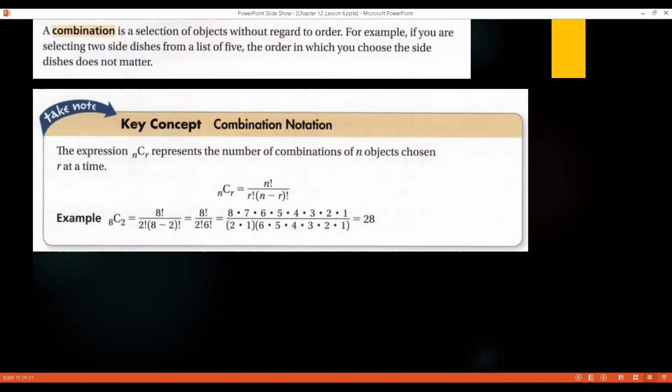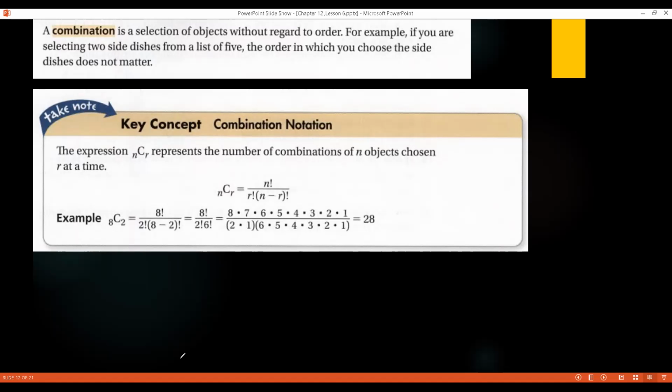Like you have to use 2 side dishes from a list of 5 without order. The order of the dishes doesn't matter. So if the order doesn't matter, or if there's no order, or if there's no specific job, you have to use the combination. So if there's an order, you have to use a permutation. If there's no order, you have to use the combination.